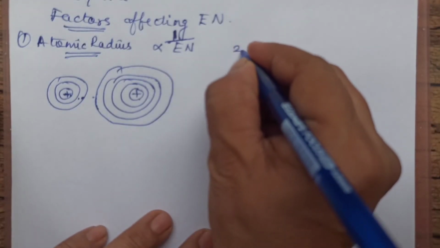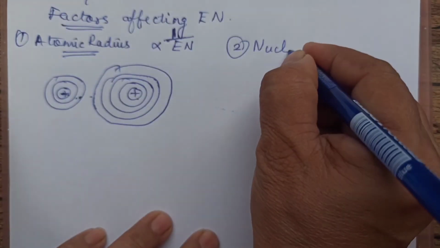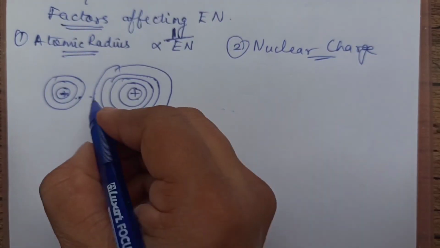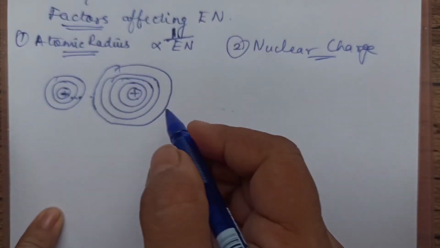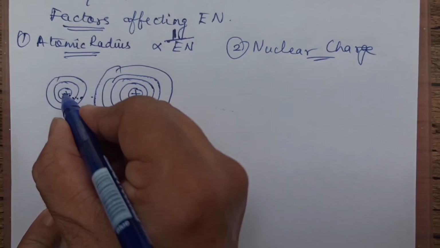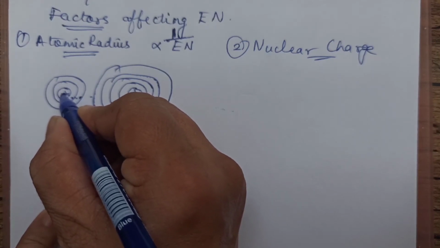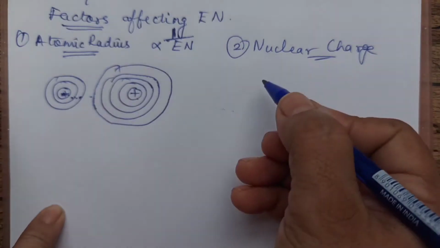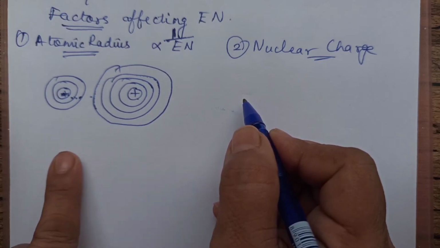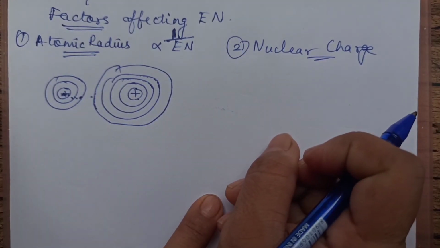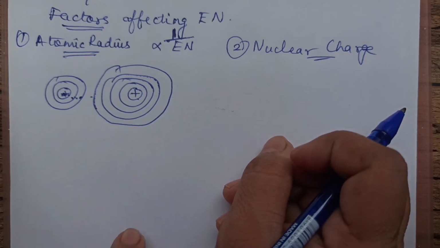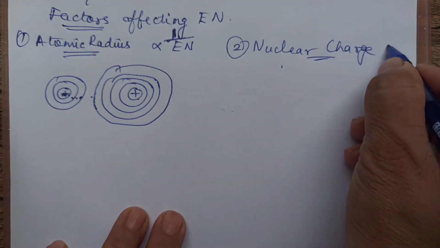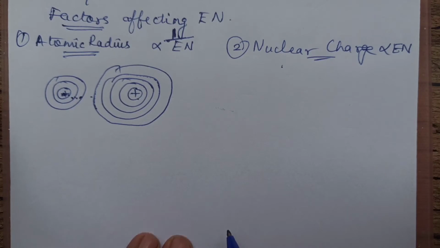Clear? Second, let us see the second factor is nuclear charge. Suppose you have more charge in the nucleus, okay, more positive particles in the nucleus, so then it will have more electronegativity. As we have discussed in the period, the effect of the nuclear charge is increasing, down the group effect of the nuclear charge is decreasing, so it is directly proportional. We can say nuclear charge is directly proportional to electronegativity.